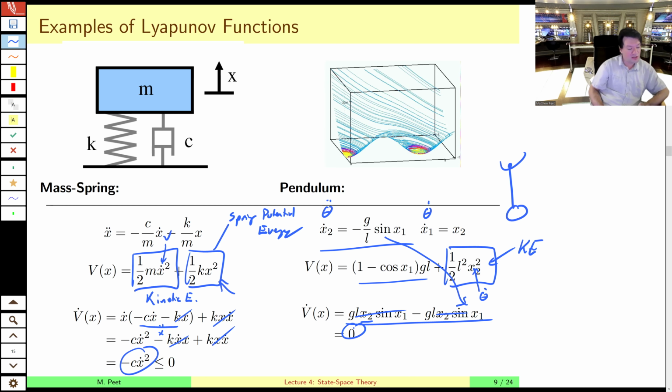So V dot, in this case, is not strictly decreasing. So technically, depending on how you define stability, this could be interpreted as not stable. But I think we'll consider it neutrally stable, because V dot is equal to 0. It's not increasing, but it's also not decreasing. Right, so that's the basics of Lyapunov functions.